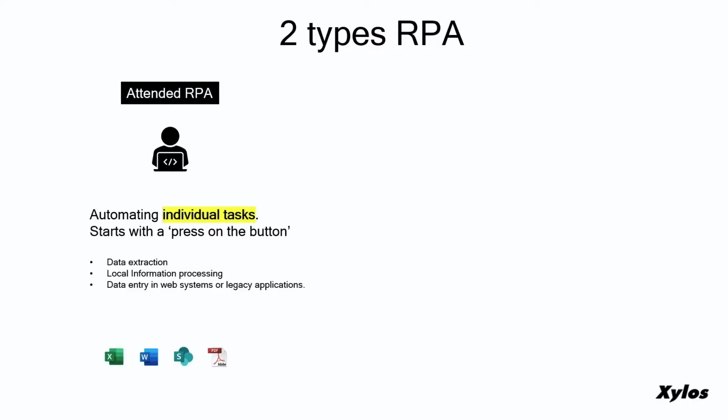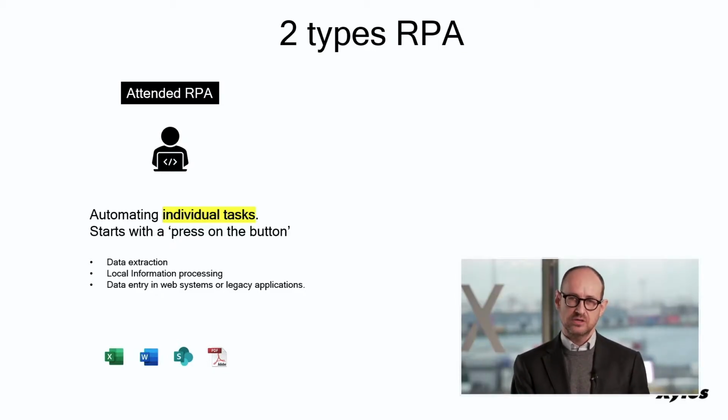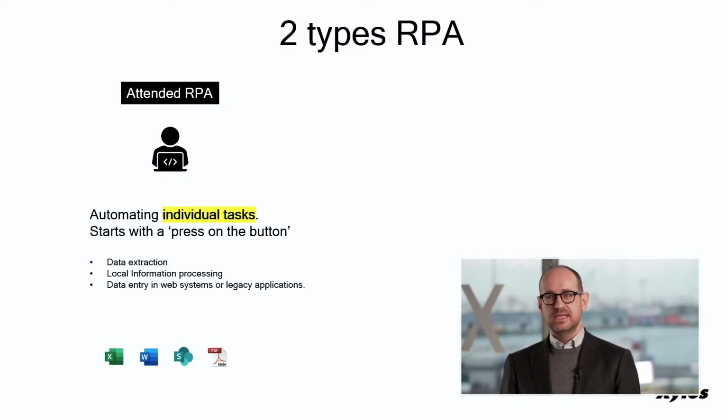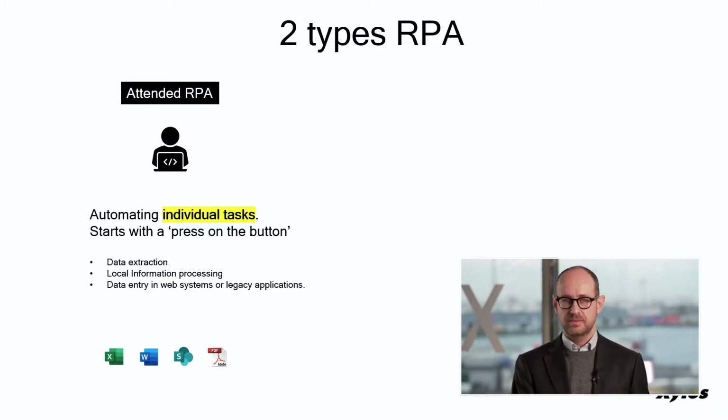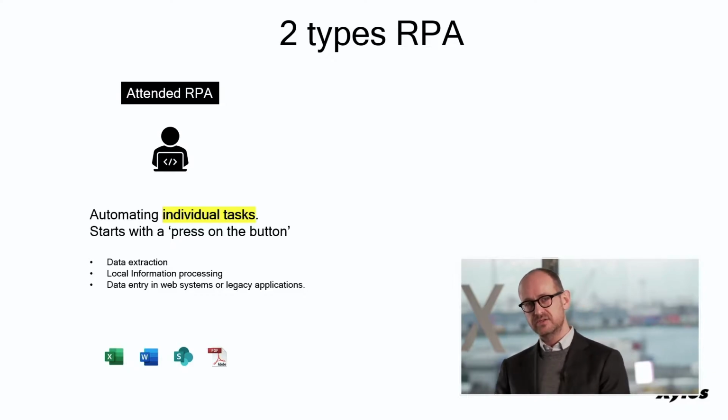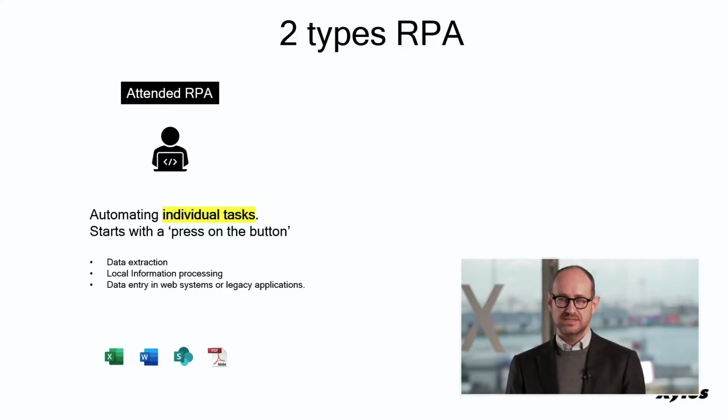And there are two types of RPA. In the first place, there's attended RPA, and then you have unattended RPA. Attended RPA, in the first place, is automating individual tasks. It takes place on the desktop, on the computer of the employee. It's data extraction. It's entering data in a system, it's copying information from one website to a legacy system. It starts with a press on the button by the employee.